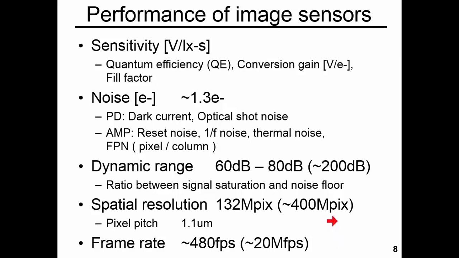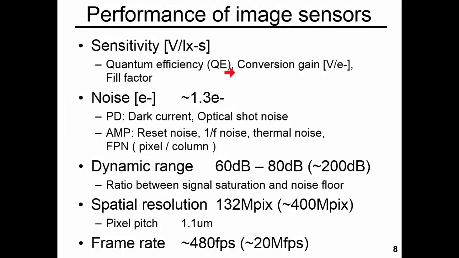Key performance metrics of image sensors are listed here. Sensitivity is one very important parameter, and quantum efficiency, that is how many electrons are induced by the photons, is one of the important parameters. Also conversion gain, how much voltage signal you can get from a single electron, is very important. Then noises are also very important.